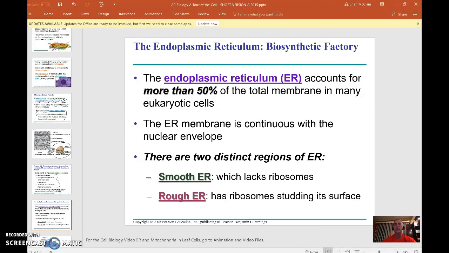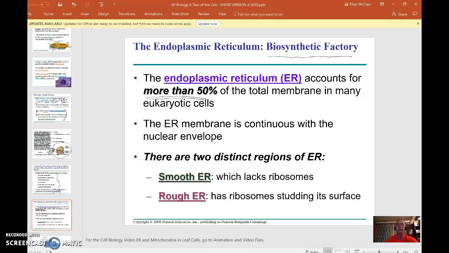So the first structure that we're going to take a look at, assuming that we've already reviewed the nuclear envelope, we want to move into the ER. And a lot of times when you look at the ER, we should be thinking of it sort of as our membrane factory. It's going to be an area of a lot of biosynthetic metabolic functions. And it's going to have a significant amount of membrane in and of itself. So if you look at it, about 50%, maybe even more, of the total membrane of a eukaryotic cell is going to be contained within that ER.